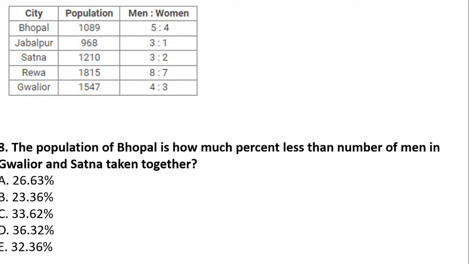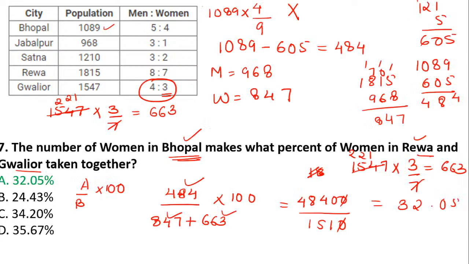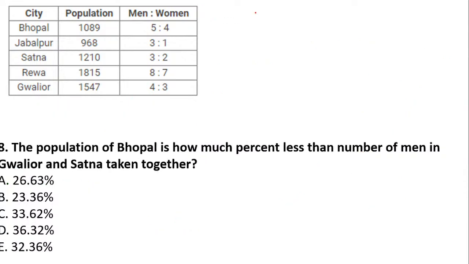Now again the question is asking you, the population of Bhopal is how much percentage less than the number of men in Gwalior and Satna taken together. Okay, so in the previous question, see how they are using. In the previous question, you found out the number of females in Gwalior, that is 663. Okay, so now the question is asking you men. See students, now what they're asking you, men.